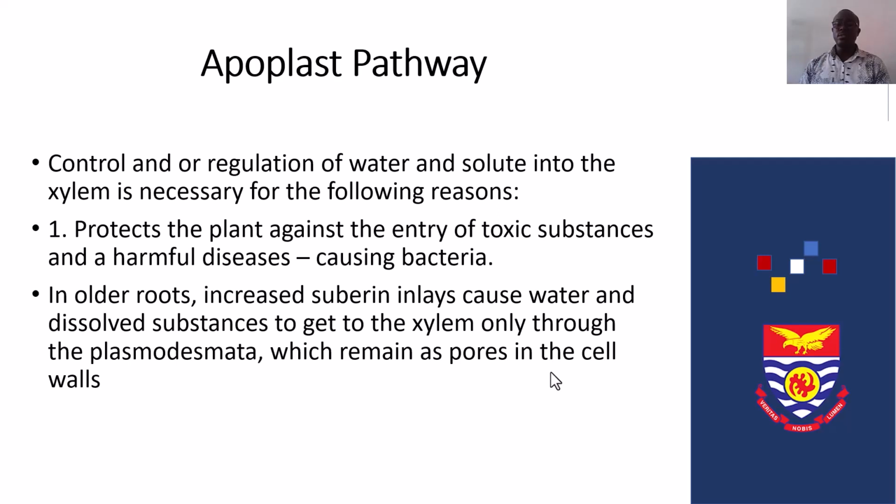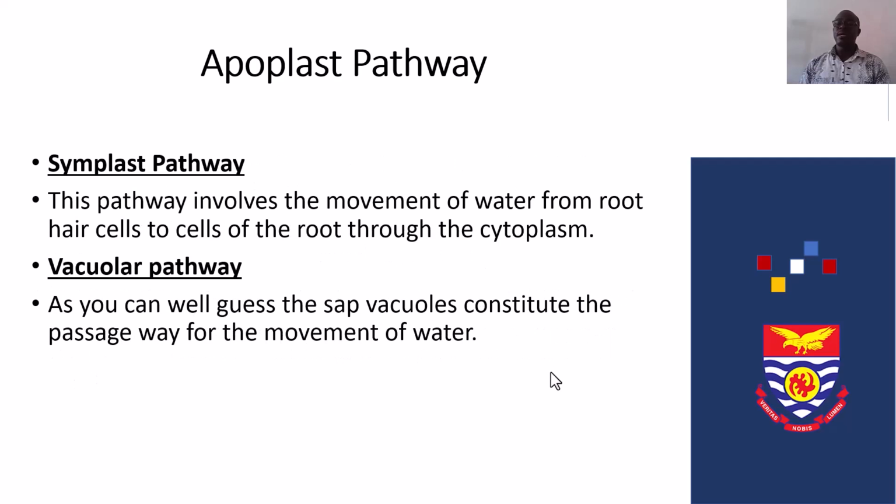In older roots, increased suberin inlays cause water and dissolved substances to get to the xylem only through the plasmodesmata, which remain as pores in the cell walls. Symplast pathway. This pathway involves the movement of water from root hair cells to cells of the root through the cytoplasm. Vacuolar pathway. As you can well guess, the sub-vacuoles constitute the passageway for the movement of water.